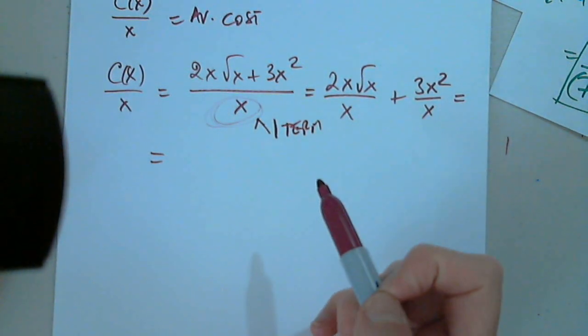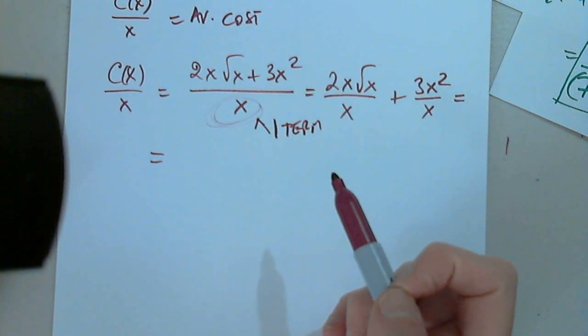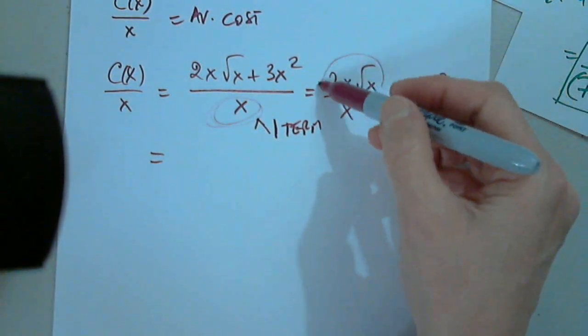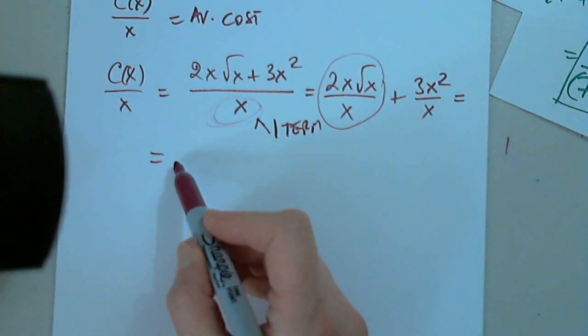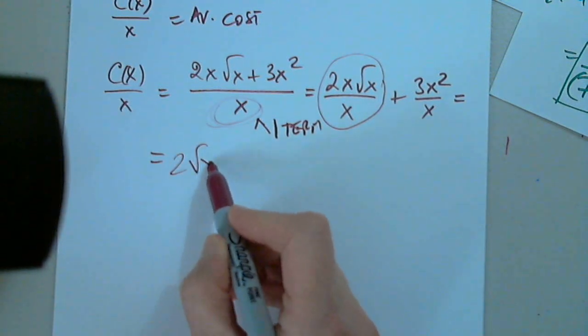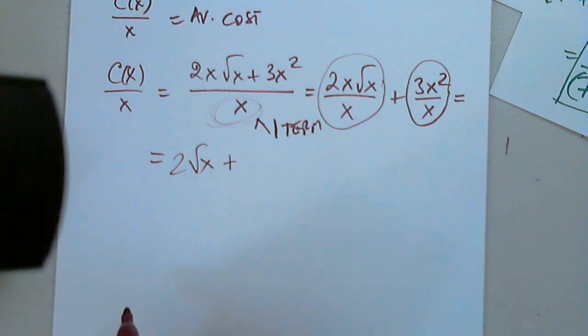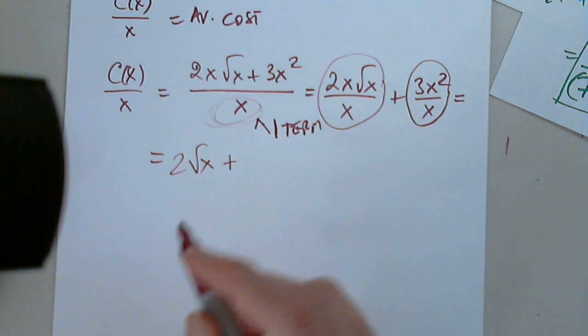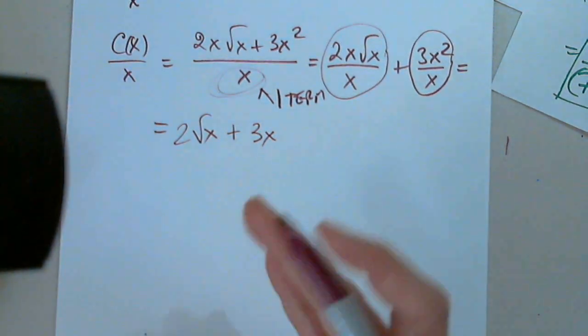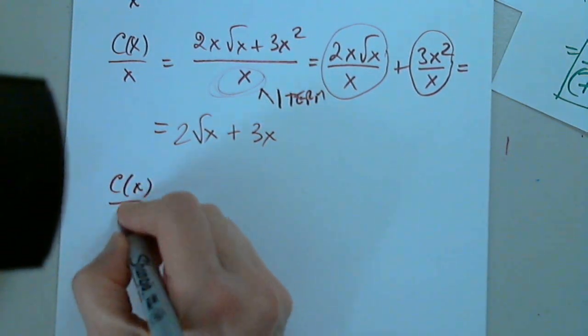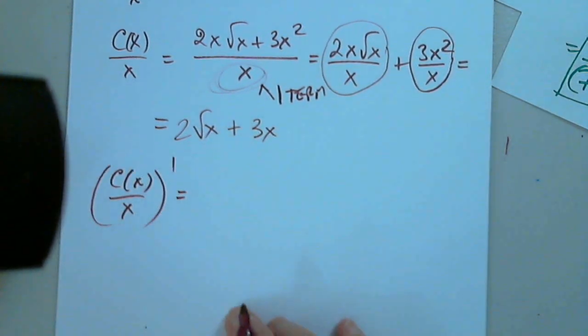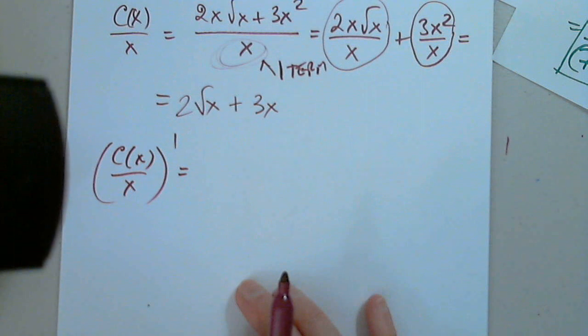X square root x. After simplification, what is left from this fraction? 2 square root of x. Very good. After simplification, what is left from this fraction? 3x. And now let's say we are asked to find c of x over x prime. Can anyone give us the answer?